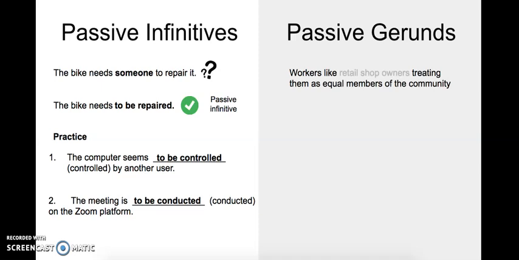So in this sentence it says, workers like retail shop owners, treating them as equal members of the community. Now in this sentence, retail shop owners is a subject. We don't need this in a passive sentence including gerunds. So what we want to do is remove that and add a gerund instead. What do you think we could do to change the sentence to add a gerund?